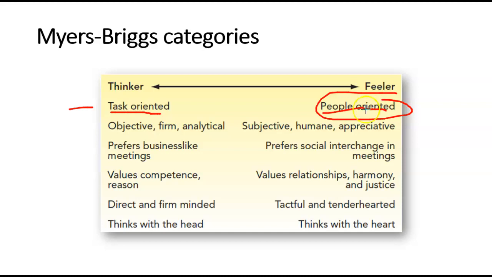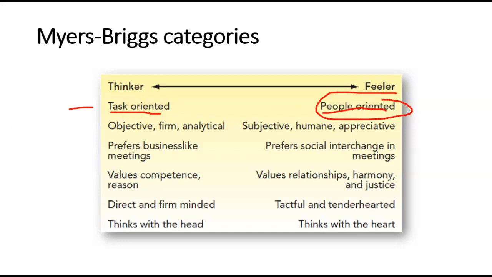So we need both in a group to really do our best work. Our task people are going to help us move through our project timeline. Our feeler is going to be the person who says, let's take some time and build cohesion. Let's go to lunch together. Let's do something together that will help us build our relationships, right?